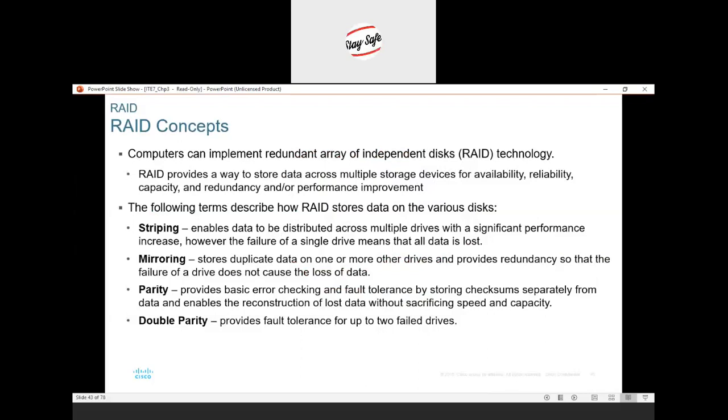Mirroring stores duplicate data on one or more other drives and provides redundancy so that the failure of a drive does not cause the loss of data. Parity provides basic error checking and fault tolerance by storing checksums separately from data, and it enables the reconstruction of lost data without sacrificing speed and capacity. And then double parity provides fault tolerance for up to two failed drives. Now, these are some of the advantages you derive when you're implementing a RAID system.